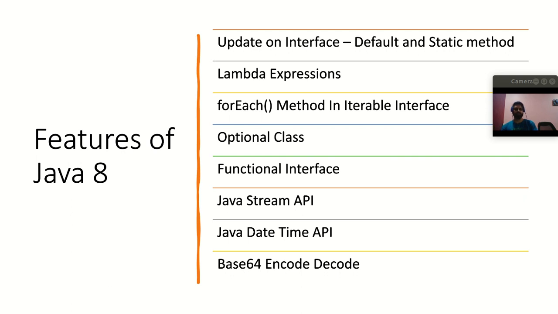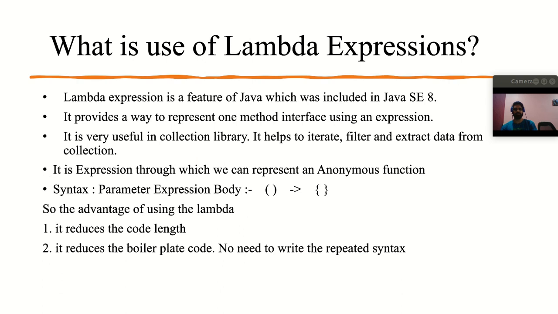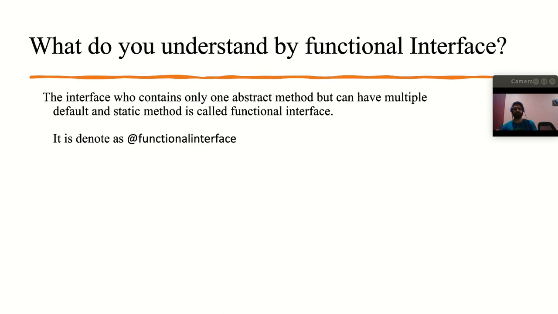The next question you might encounter is: what is the use of lambda expression, which I have explained to you. And what do you understand by functional interface? So okay, this is also explained. To make any interface a functional interface, you can mark it with the annotation @FunctionalInterface. So the compiler will come to know that this is a functional interface. It will check that there should be only one single abstract method. If there is more than one abstract method, then the compiler will give a compile time error, right?